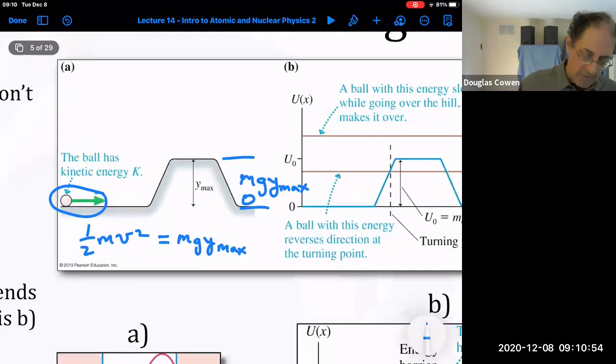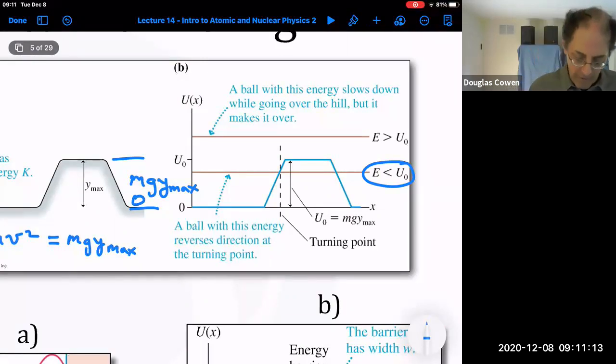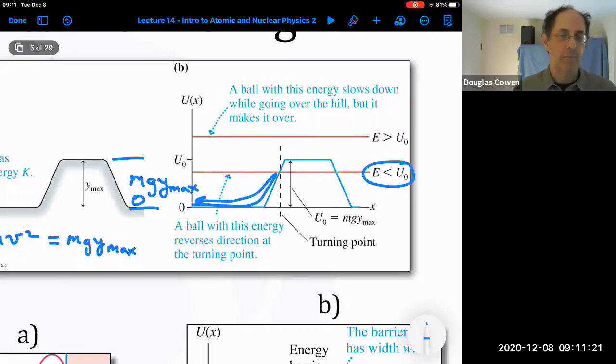Another way to draw this is shown over here in this figure. So this is the potential energy versus distance. And what you see is if the energy of the ball is less than U0, where in this case U0 is just mg y max, then the ball will start out over here, it'll roll up the hill, it'll get up this high, and then it'll turn around and come back down again. It won't make it over the barrier.